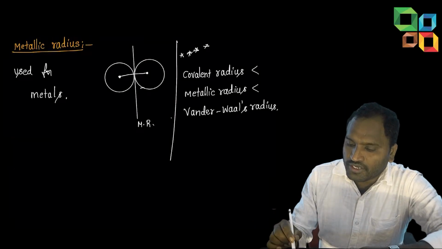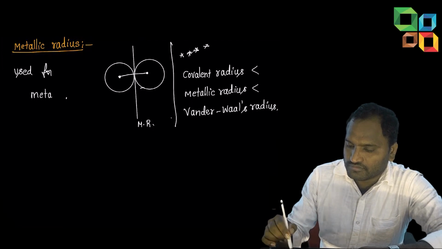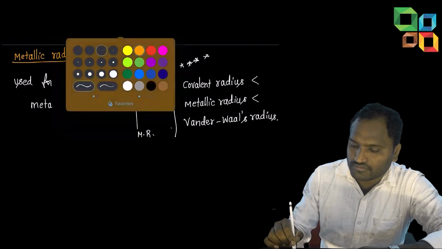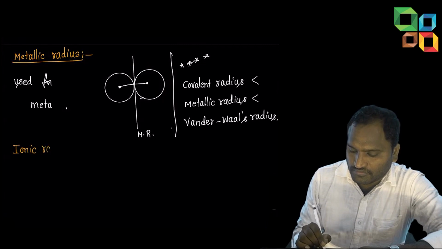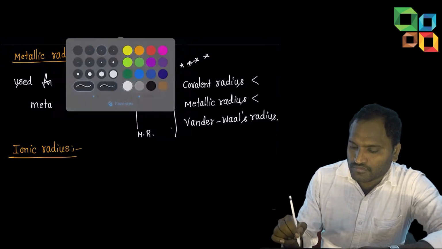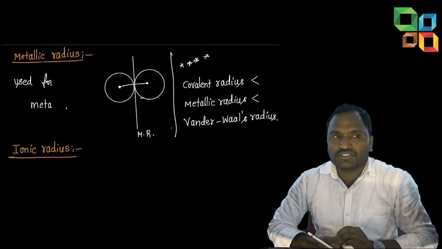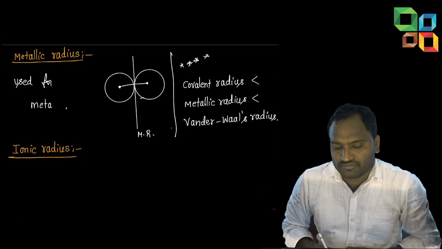Next one, ionic radius. Ionic radius is the distance between the center of the nucleus to the outermost shell of the ion.